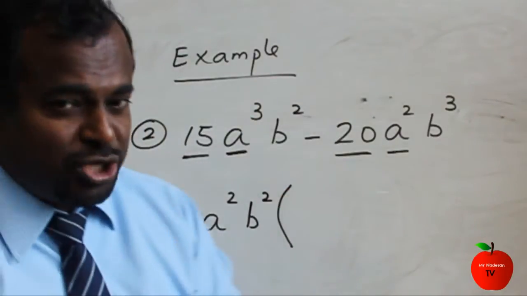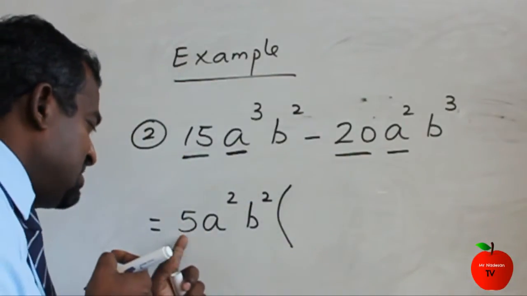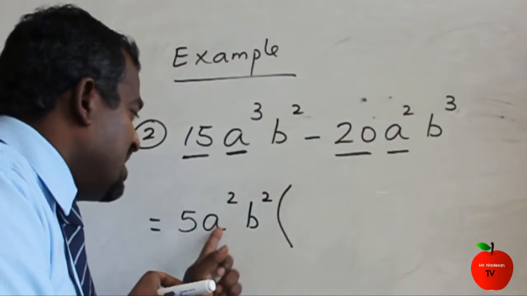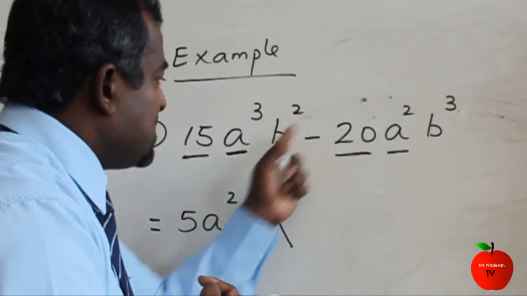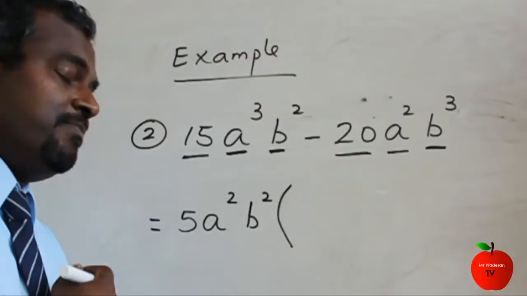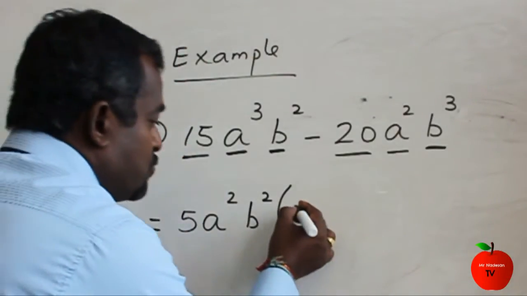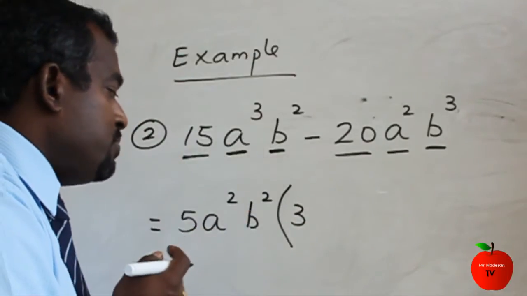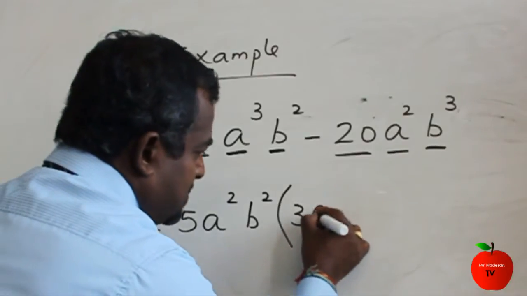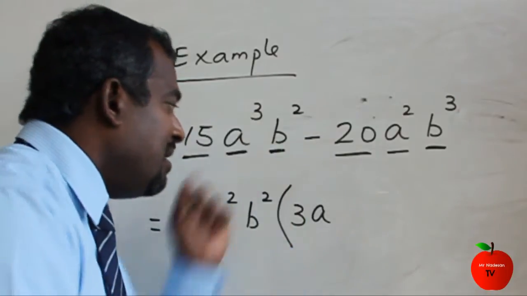So I'll repeat one more time. First 15 and 20, 5 is the highest common factor. And a cubed and a squared, you can take the common a squared. Then b squared and b to the power 3, you take b squared as the common. Now you write the rest of that. How many 5's in 15? 3. A cubed, 3 a's, you took 2 a's out, 1 a left. You got 2 b's, you took 2 b's out, there's no b here.